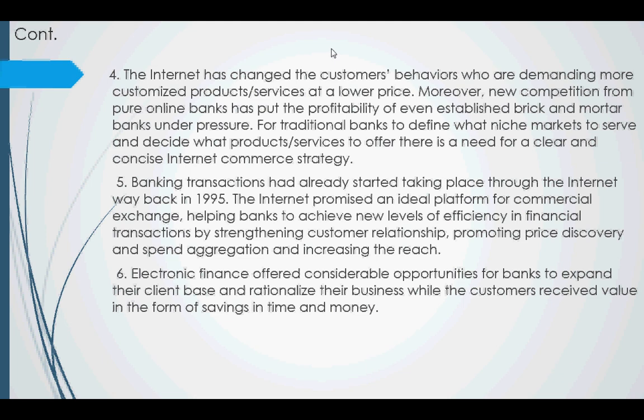Banking transactions had already started taking place through the internet way back in 1995. The internet promised an ideal platform for commercial exchange, helping banks to achieve new levels of efficiency in financial transactions by strengthening customer satisfaction and customer relationships, promoting price discovery, spend aggregation, and increasing the reach to clients. Electronic finance offered considerable opportunities for the banks to expand their client base and rationalize their business, while the customers received value in the form of savings in time and money.